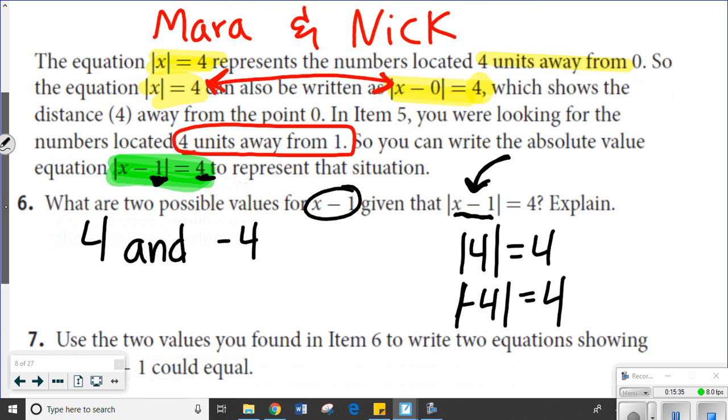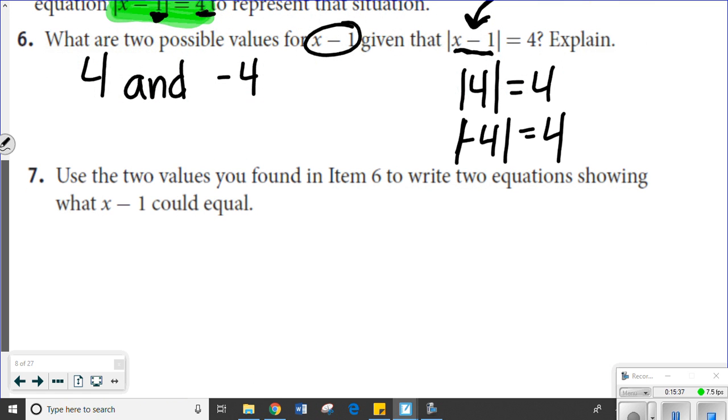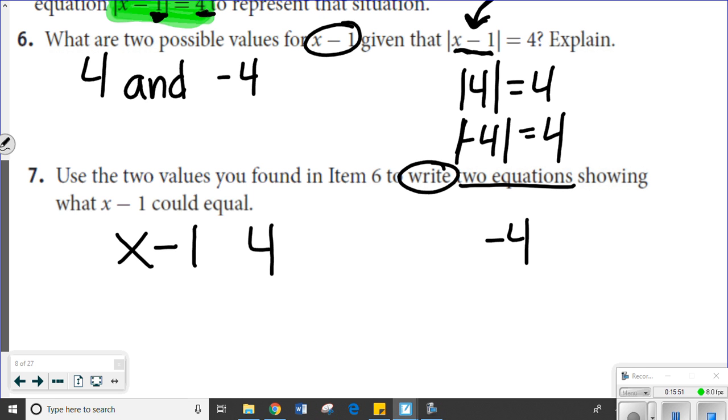So here's what we're going to do for question 7. Stick with me. We're going to use the two values that we found above, so 4 and negative 4, and we're going to write two equations showing what x minus 1 could equal. x minus 1 could equal 4, or x minus 1 could equal negative 4. So now we have two equations, and we are going to solve both of these equations separately.